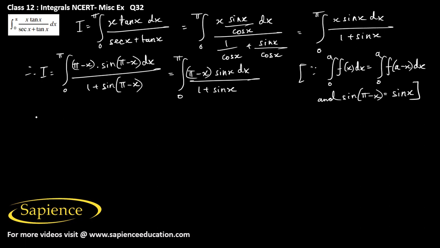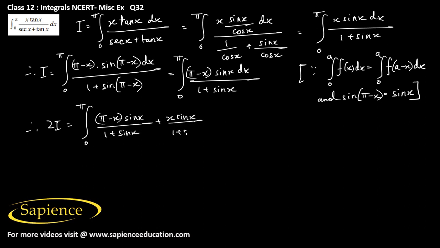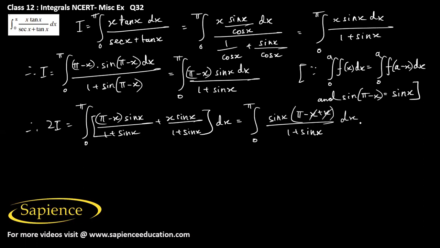Okay, so if we add these two integrals, I plus I, which is 2I, will be equal to the integral from 0 to pi of (pi minus x) sin x by 1 plus sin x plus x sin x by 1 plus sin x, into dx. So this will be the integral from 0 to pi, where 1 plus sin x is the LCM, and sin x comes out as common, and this will be (pi minus x plus x) dx. So x and x will cancel out. So this pi will come outside since it is common. So this will be pi into the integral from 0 to pi of sin x dx by 1 plus sin x.